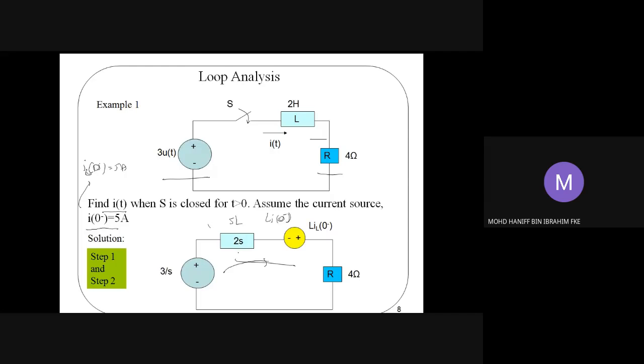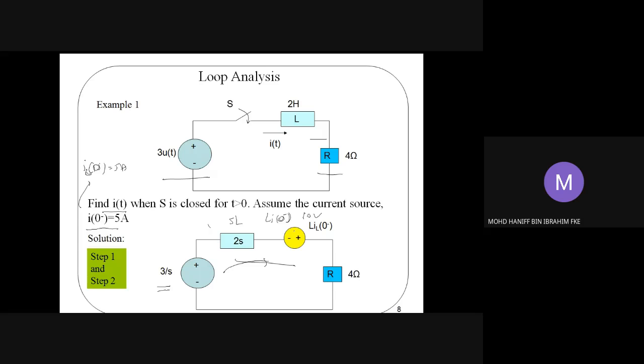For the voltage source, the initial current is 5 ampere, so this voltage source value equals 5 times 2, which is 10 volt. The resistor remains as 4 ohm, and the voltage source of 3 u(t) is now transformed into 3 over S.